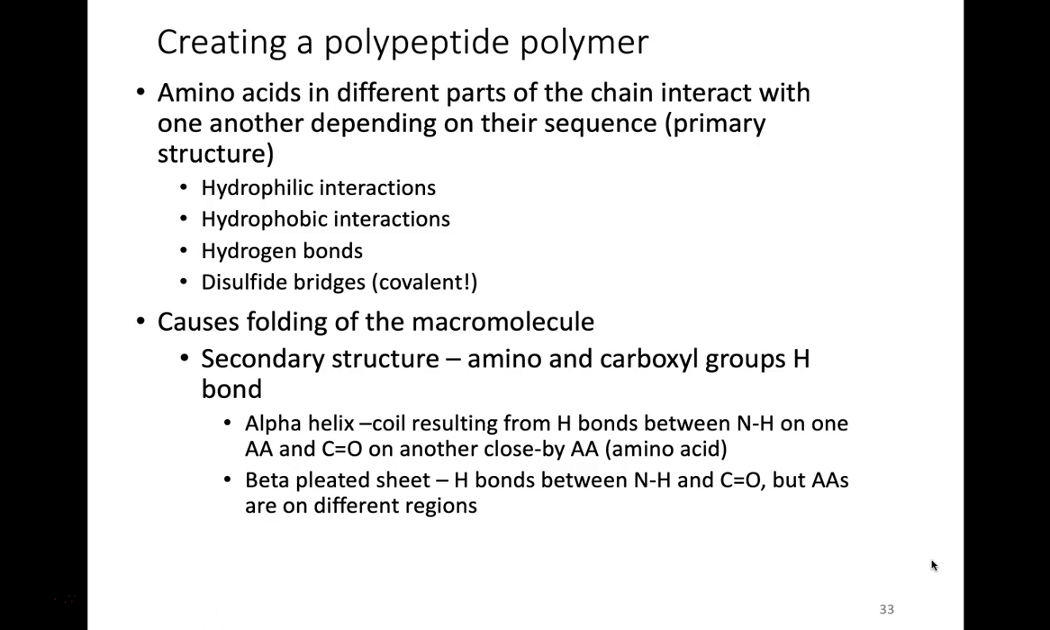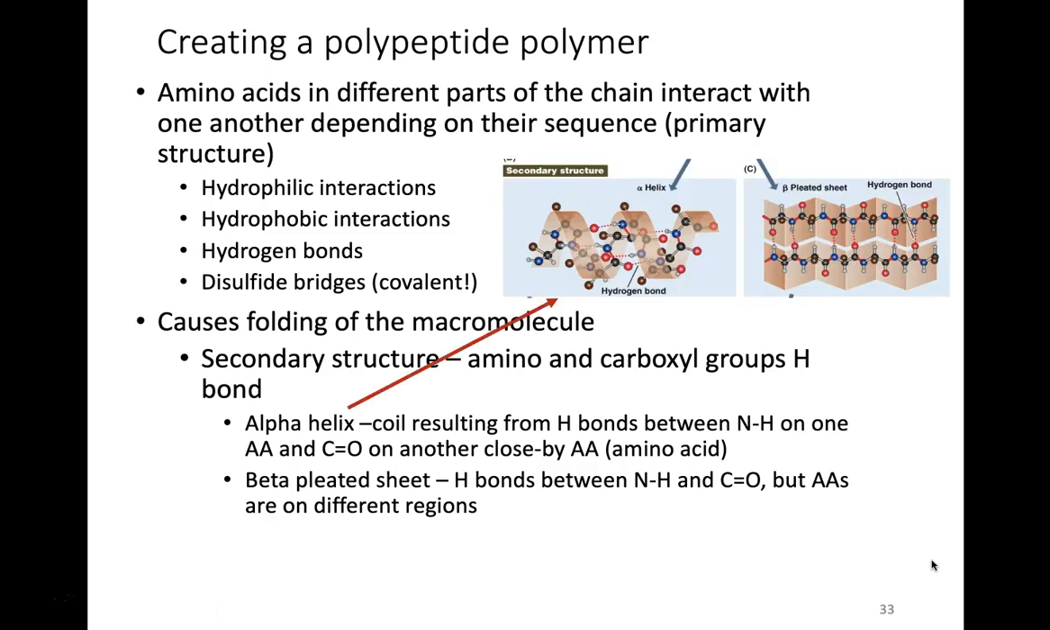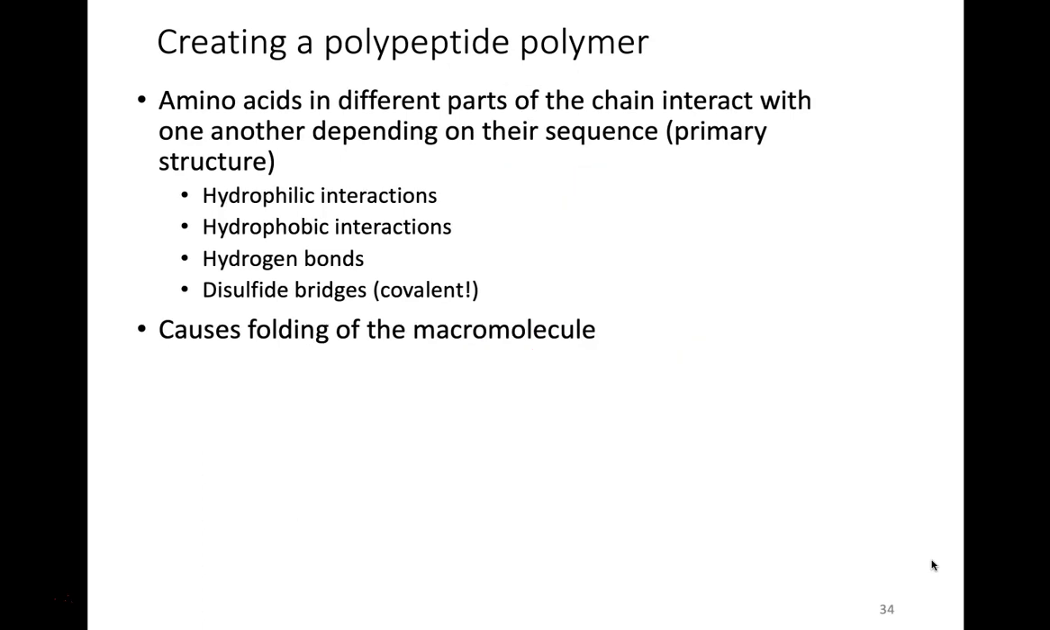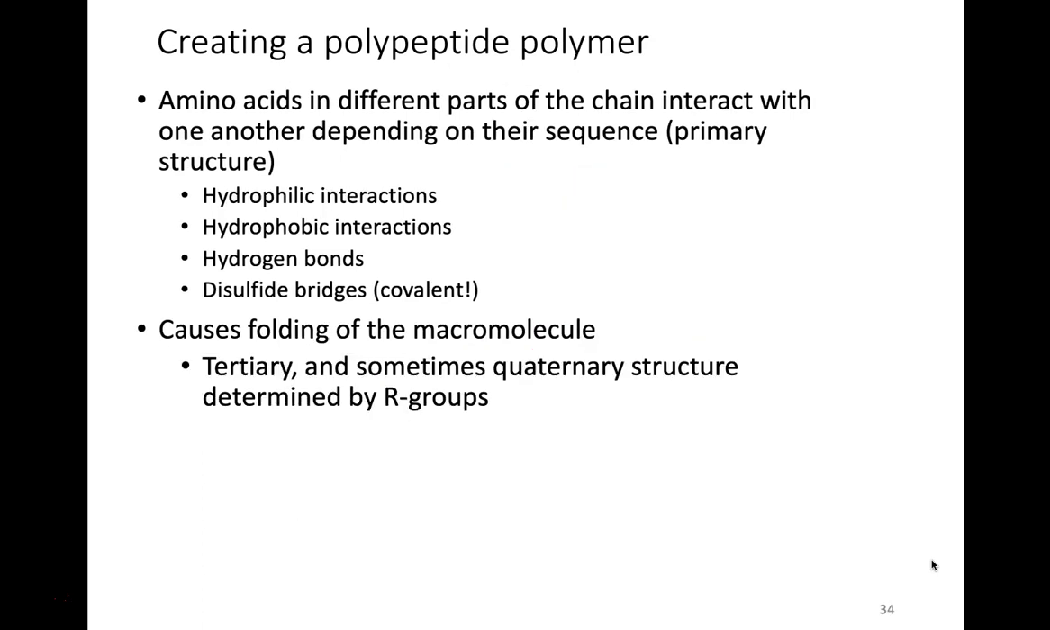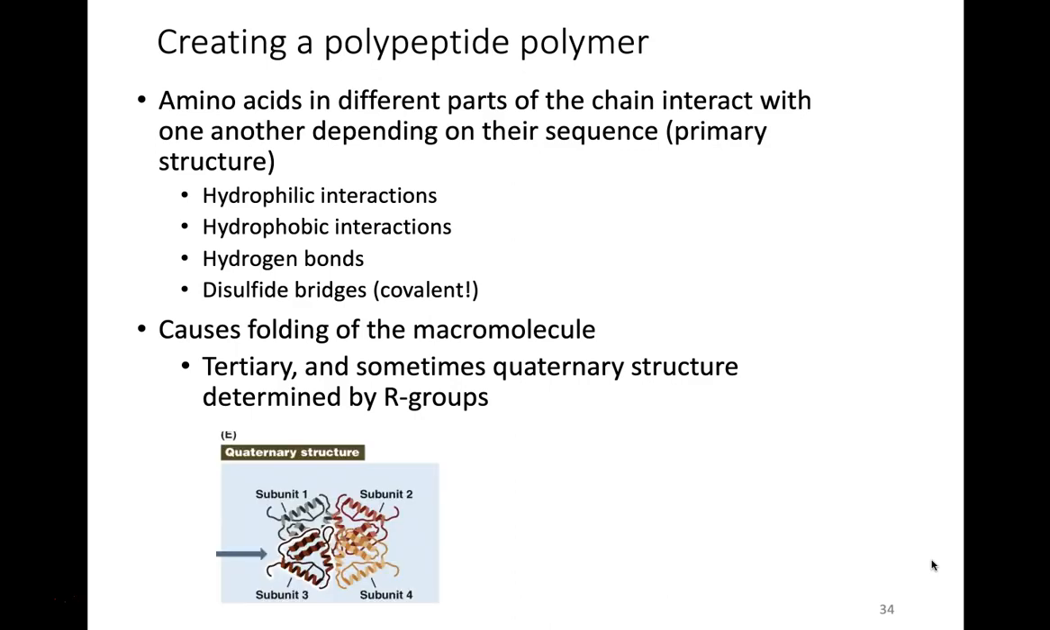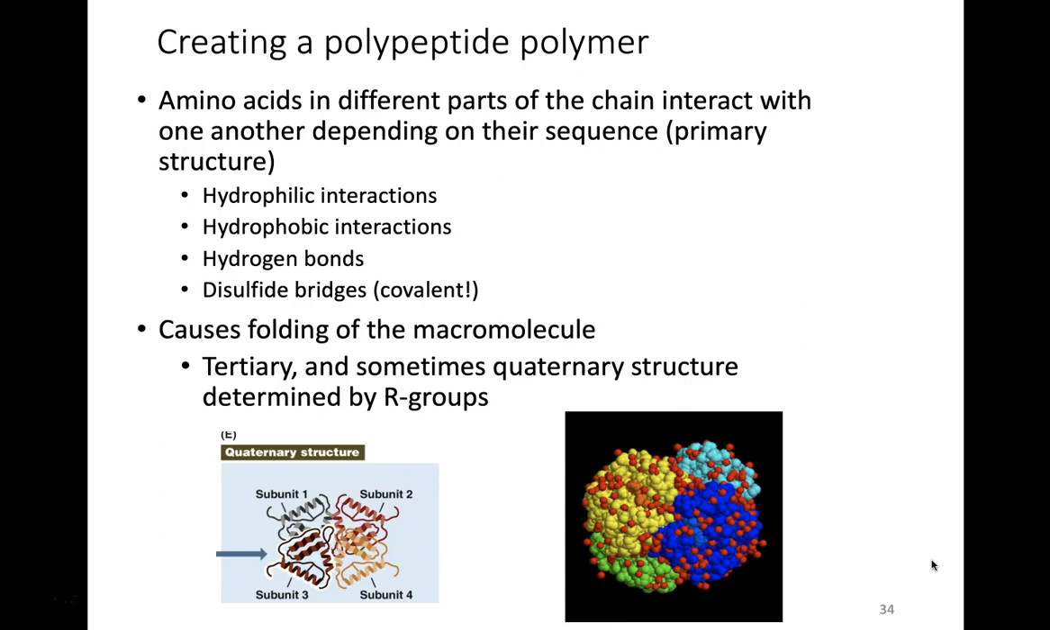So secondary structure, alpha helices and beta pleated sheets. Okay, that's the alpha helix, beta pleated sheet. Then you have tertiary structure, and sometimes quaternary structure determined by the R groups.